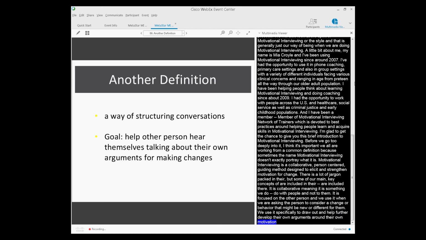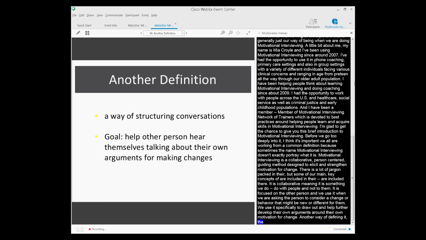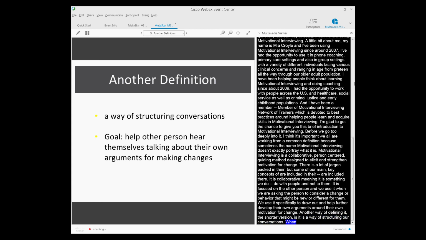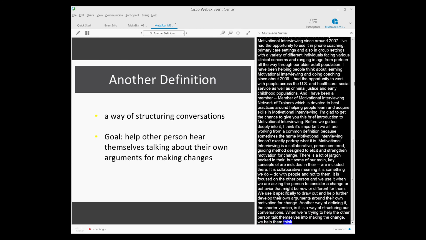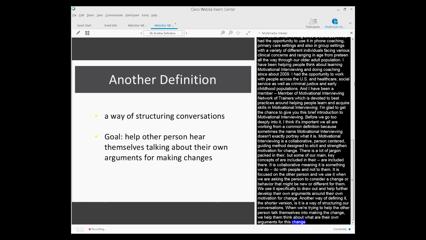So another way of defining it, the shorter version, is it's a way of structuring our conversations when we're trying to help the other person talk themselves into making the change. So we help them think about, what are their own arguments for this change or this behavior? From their own point of view, why might this make sense?